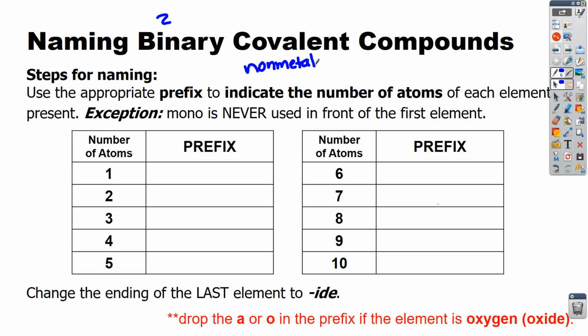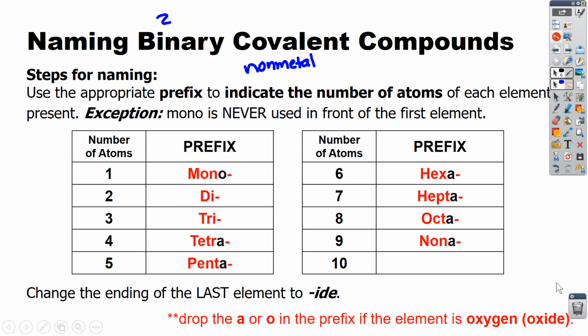So if I have one atom, the prefix would be mono. If I had 2 atoms, di, 3 tri, 4 tetra, 5 penta, 6 hexa, 7 hepta, 8 octa, 9 nona, and 10 deca. We must change the ending of the last element to "ide." Now look at this exception at the bottom. We're going to drop the A or the O in the prefix if the element is oxygen or oxide.